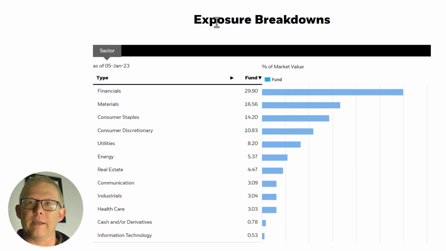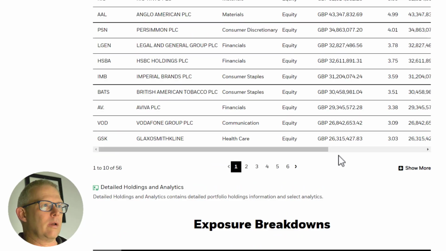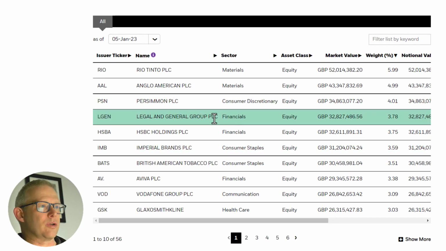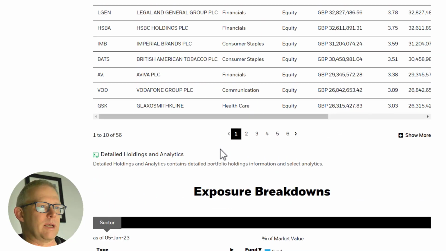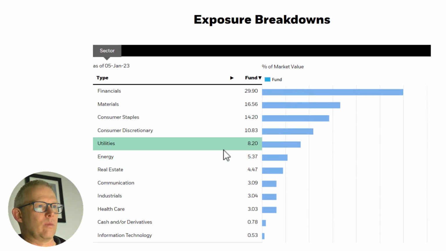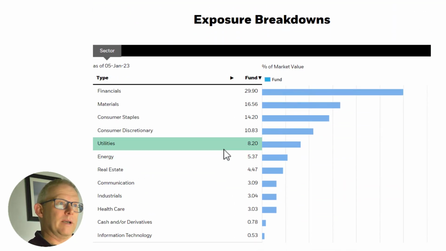What we see in this table is basically that exposure breakdown of whereabouts you are invested into, and you will see for IUKD almost 30% of this ETF is focused on financials. And if we have a think back, there were companies such as Legal & General, HSBC and Aviva in that top 10, so it shouldn't come as a huge shock that that is where the focus of IUKD is.